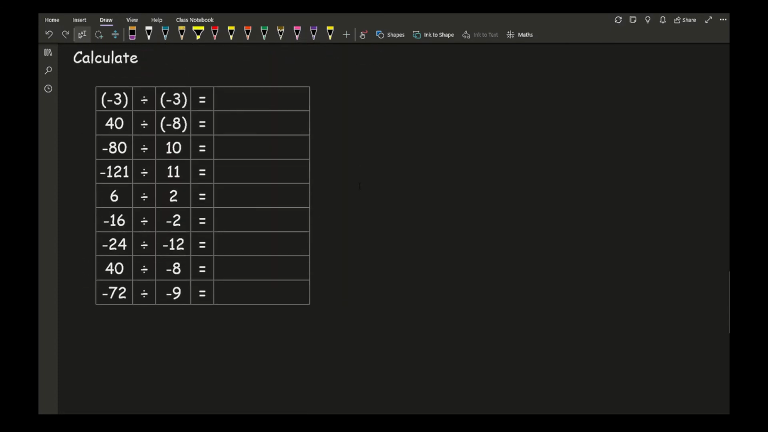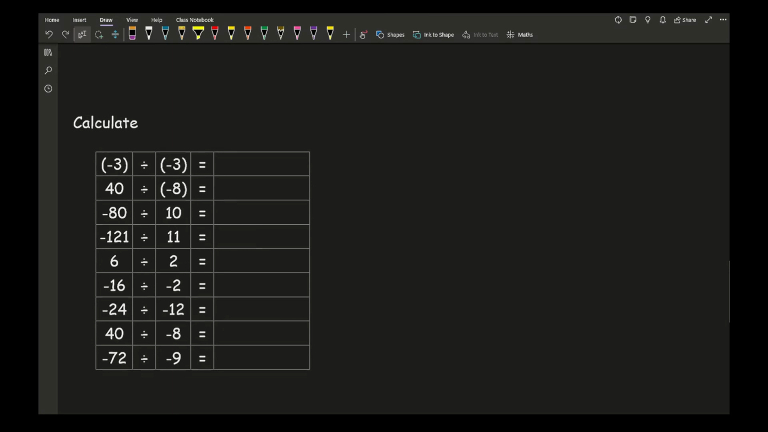Now when we move on to division, this works in exactly the same way. So again here, I'm going to do 3 divided by 3, which is 1, and again I've got two negative numbers, 2 being even, so therefore it's positive 1. Next one, I'm going to do 40 divided by 8, which is 5, but I've got one negative number, so it's minus 5. Then 80 divided by 10 is 8, and I've got one negative number, so it's minus 8. And then I've got 121 divided by 11, which is 11, but again I've got one negative number, so it's minus 11. Next one, I've got 6 divided by 2, which is just 3.